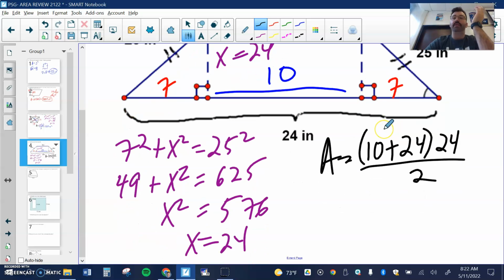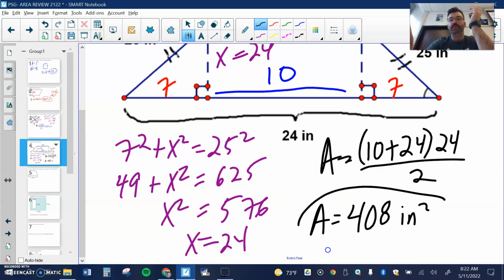Now, some people may choose to find the area of a triangle, a rectangle, and a triangle, and that's fine. It doesn't bother me, if that makes more sense to you. But either way, you should get 408 inches squared. It's 4 minutes. Let's keep going.